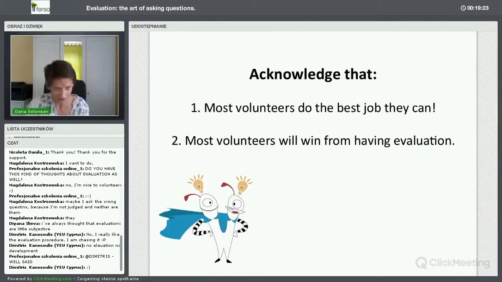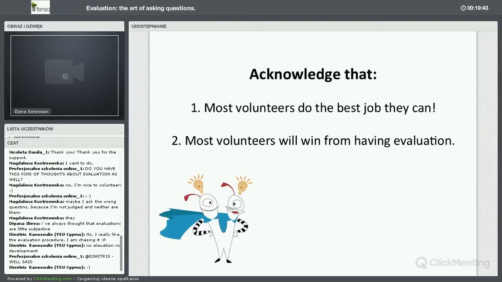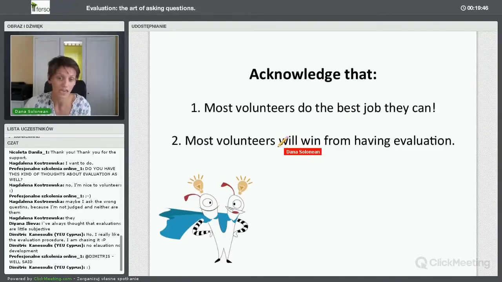And how do we start changing our perspective? It's by acknowledging that most volunteers do the best job they can. They did not sign up for your project just to say, I will just play around. And also, most volunteers will win. And I would add here, and this is very important, coordinators, I missed that information now, will win from having evaluation.